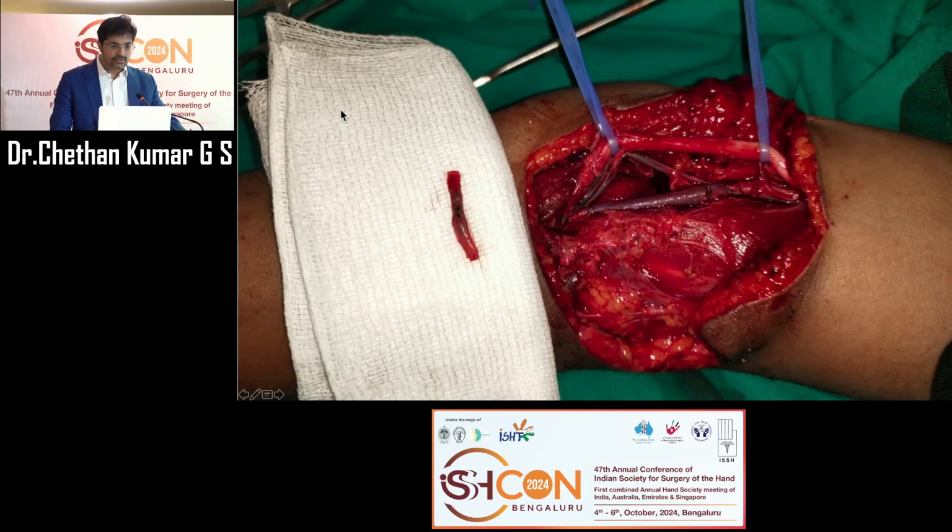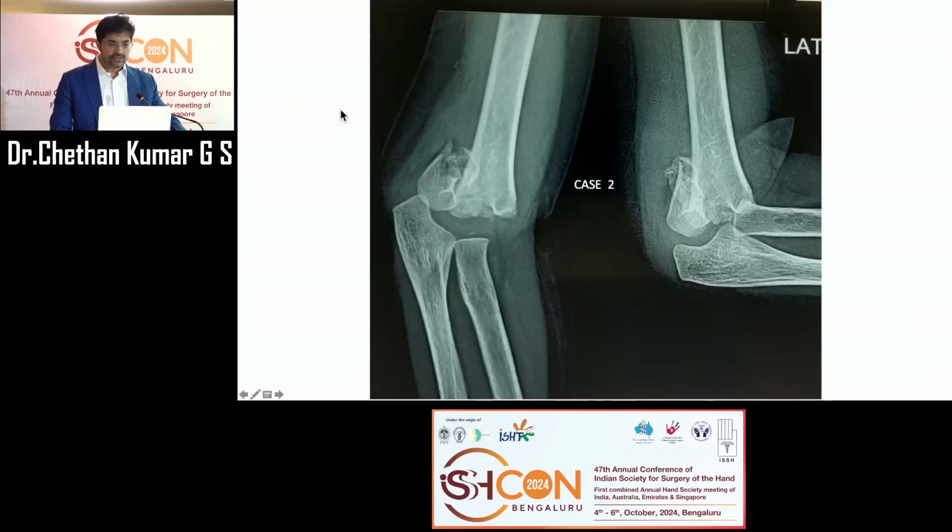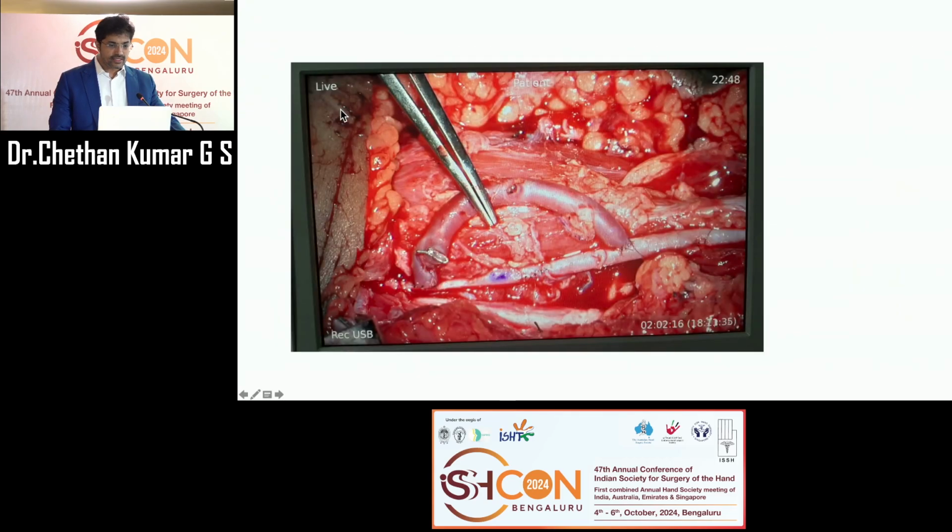And in this case, a long segment of the brachial artery was injured, and even after the arteriotomy and the thrombectomy we couldn't re-establish the blood flow. We had to do an interposition vein graft. And here in this case, there was a long segment of injury to the brachial artery, and also there was a caliber discrepancy during the anastomosis, so we had to do a bypass vein graft.